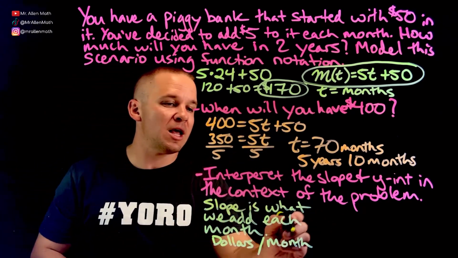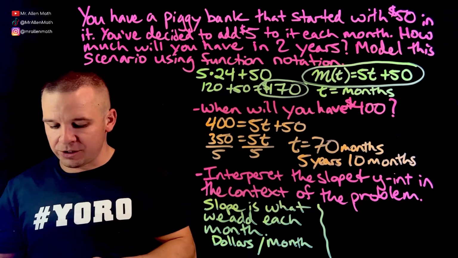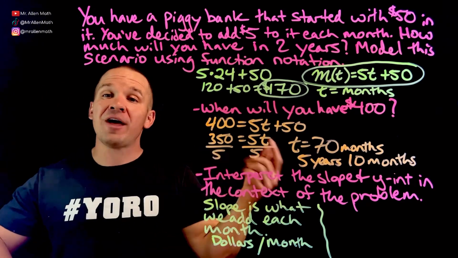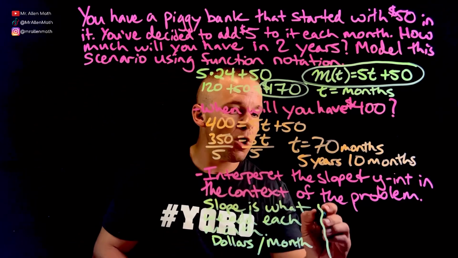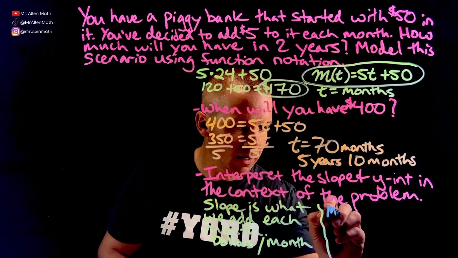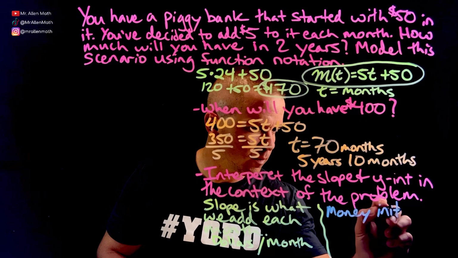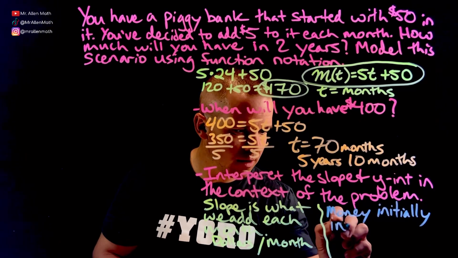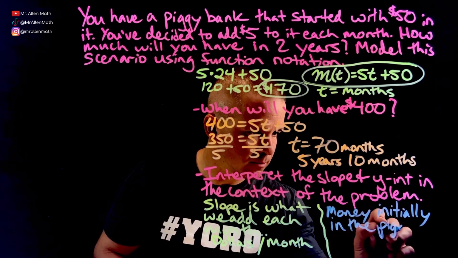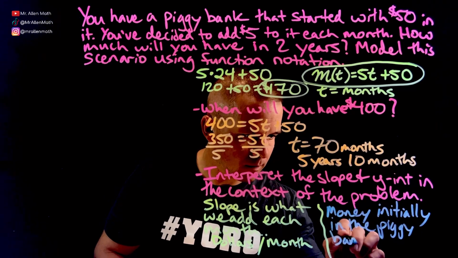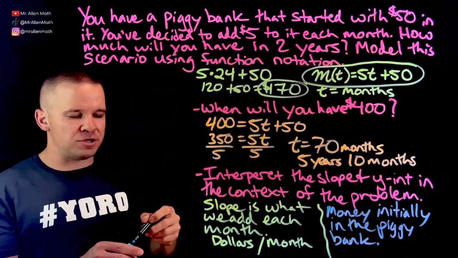Now, what about my y-intercept? What's my y-intercept mean? That's what I initially started with, right? Well, the money initially in the piggy bank before any other contributions were made.